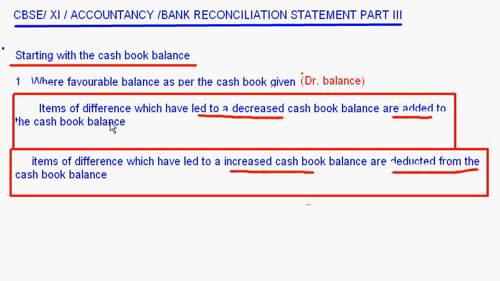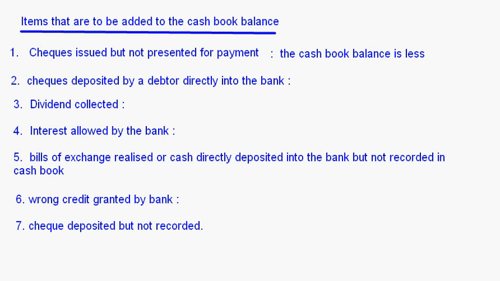So based on this, you have to analyze all the transactions, whether that particular transaction has led to an increase or decrease in the cash book balance. That's what you have to see. If it has led to a decreased cash book balance, then add it. If it has led to an increased cash book balance, then subtract that, right? So now let's see what are the items that are to be added to the cash book balance, right?